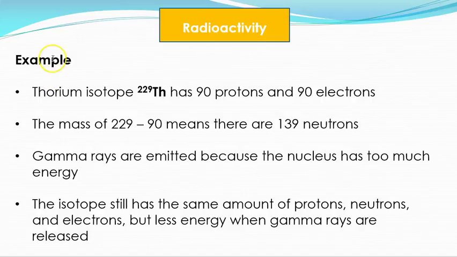Let's look at an example of gamma decay. We have a thorium isotope. It's thorium-229. It has 90 protons and 90 electrons. It has an atomic mass of 229. If you take that mass and subtract the 90 protons, that leaves us with 139 neutrons. Gamma rays are emitted because the nucleus has too much energy. The isotope still has the same amount of protons, neutrons, and electrons, but less energy when gamma rays are released.